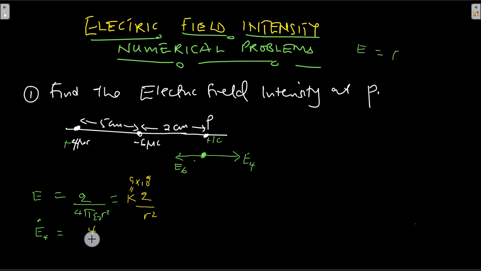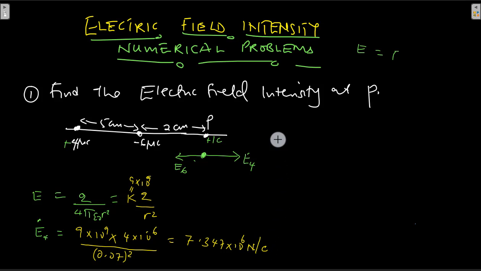So our K is 9 times 10 to the power 9, our charge is 4 microcoulombs. Don't forget to change that to coulombs. The distance from the 4 microcoulomb charge to point P is 5 centimeters plus 2 centimeters. That's a distance of 7 centimeters, that's 0.07 meters. Okay, I've got to square that. So let's see what we get. If you put this on the calculator, you get approximately 7.347 times 10 to the power 6 newtons per coulomb. That's the electric field intensity due to Q4.